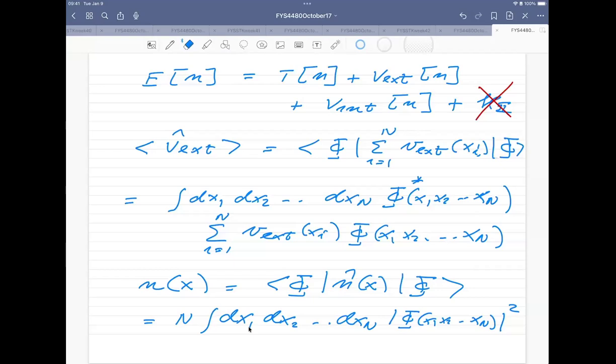So this is the way we have defined it. And this operator n of x, just to remind you of that one, is simply a sum over all the particles which are in the system of a delta of x minus x_i.